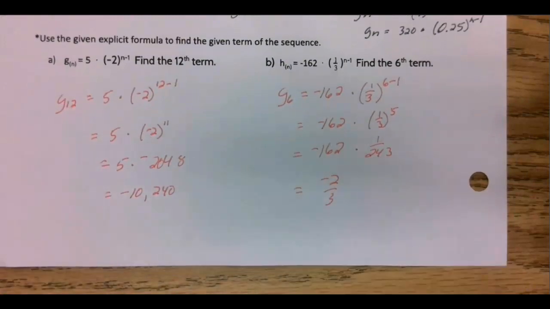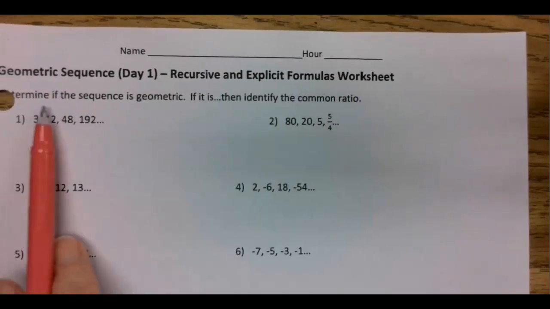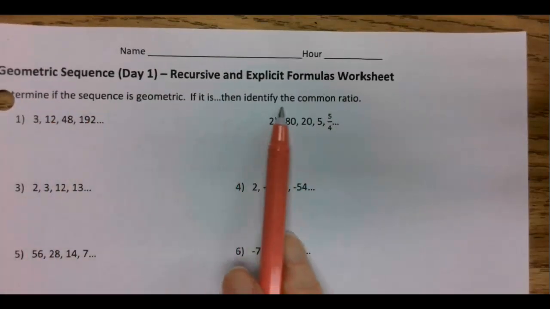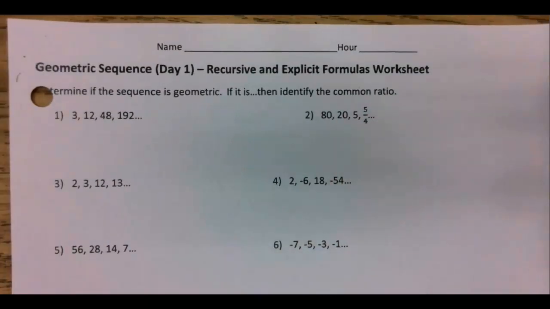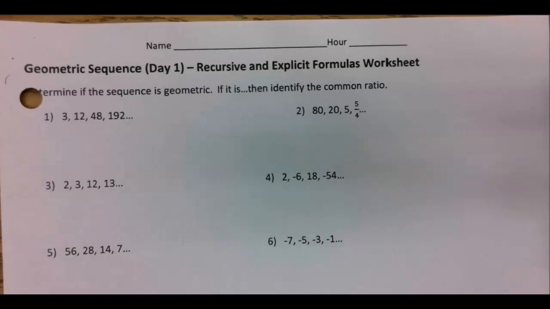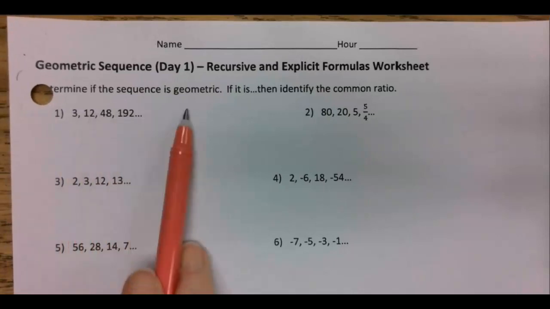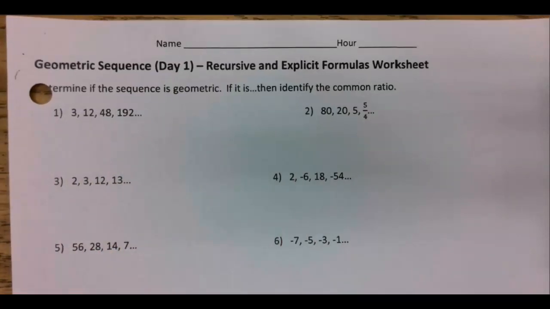Hold on, let me find the assignment. So let's look at the assignment. Recursive and explicit formulas. Determine if the sequence is geometric. If it is, identify the common ratio. This is one of the things you're going to be doing on the test. We're going to ask it this way, though: is this geometric or is this arithmetic? If it is arithmetic, you add a number. If it's geometric, you're going to divide.